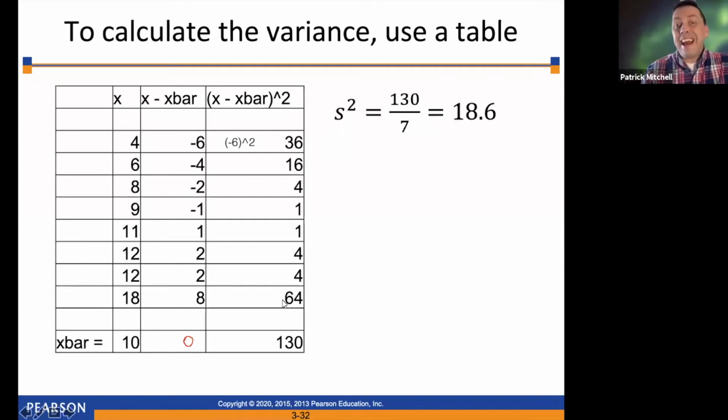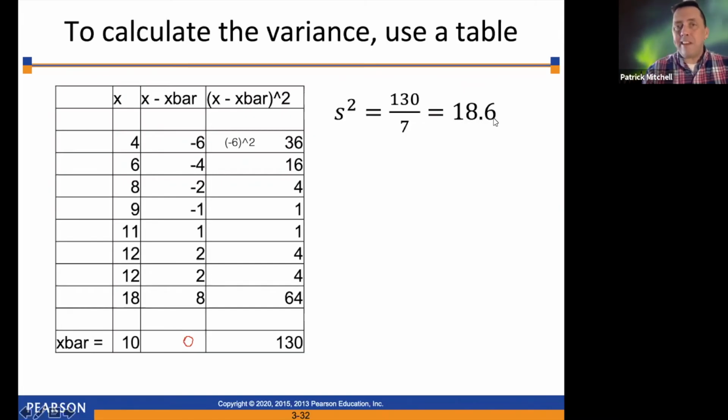So you should never have a negative number in this column. You square all of those numbers. That's step 4. And then step 5 is to add them all together. You remember that 130 that we had on the last slide? That's the same thing. I just think it's a lot easier to do it like this. I really strongly encourage you to do it like this. So again, 130 divided by 7.